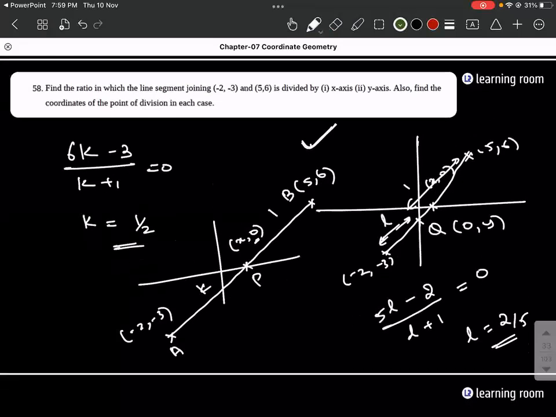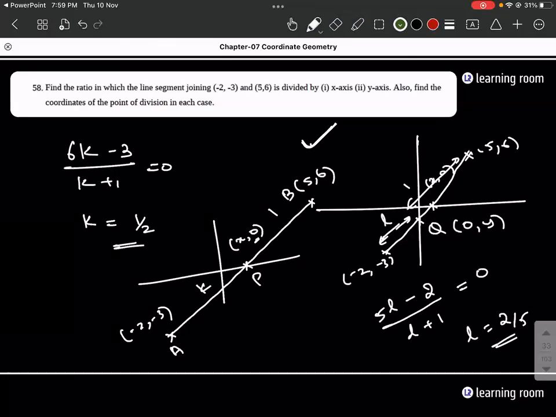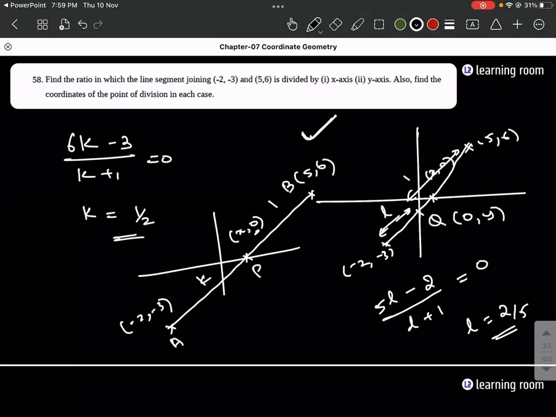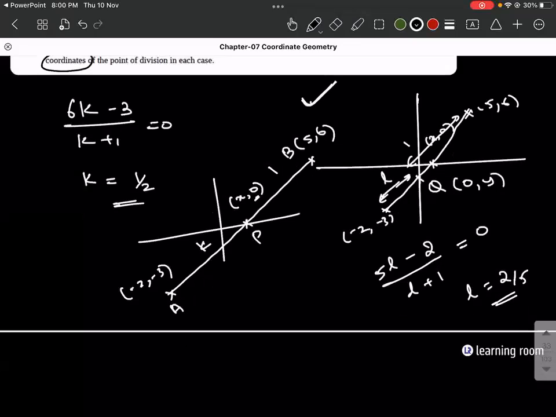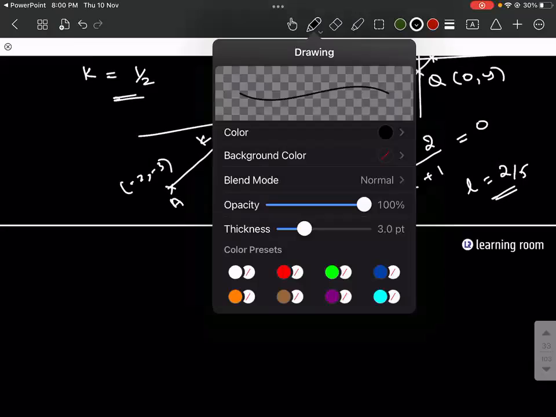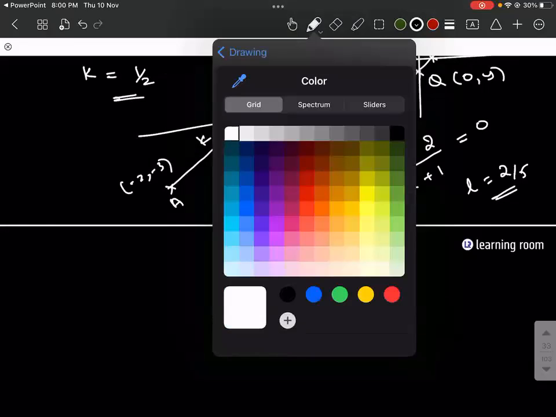So the point on the x-axis divides the line segment in the ratio 1 is to 2, and the point on the y-axis divides it in the ratio 2 is to 5. Right, since you know 2 is to 5 and 1 is to 2, will you be able to find the point? They asked this question also. Find the coordinates of the point. Can you find x comma y? Yes, sir. I need an answer. Can you find out and tell me what the values are? I need the x coordinate.